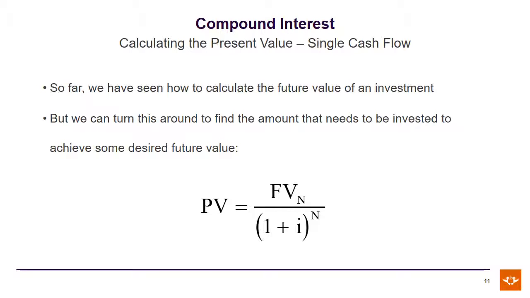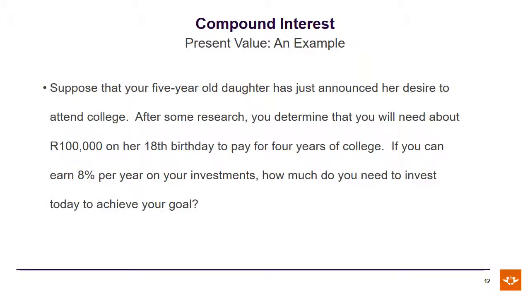So over the next few slides, we're going to look at a practical application using both the generalized formula and the financial calculator. Starting with the example, suppose that you have a 5-year-old daughter and she has just announced her desire to attend college. After some research, you determine that you will need about 100,000 Rand on her 18th birthday to pay for 4 years of college. If you can earn 8% per year on your investments, how much would you need to invest today to ensure that when your daughter turns 18, you have 100,000 Rand available?